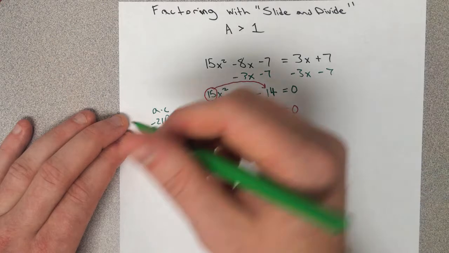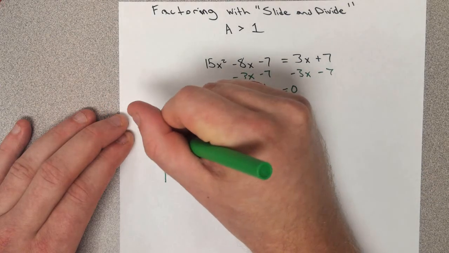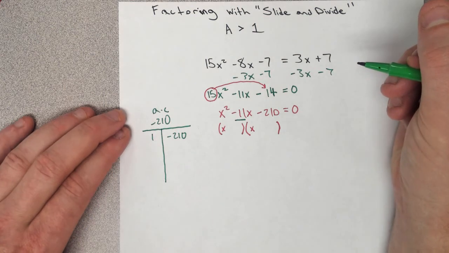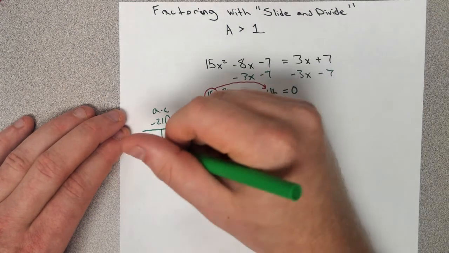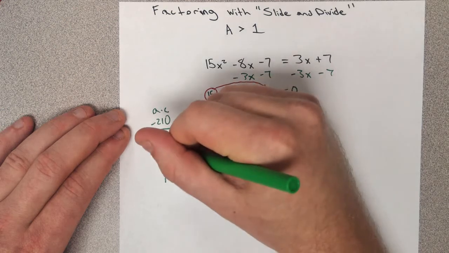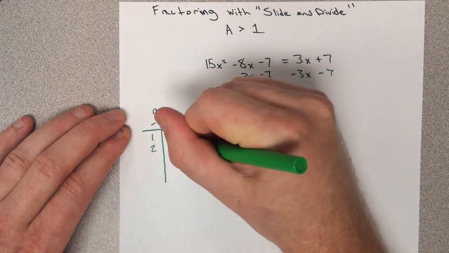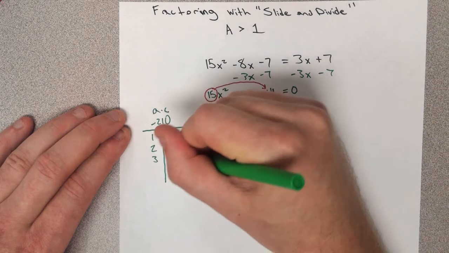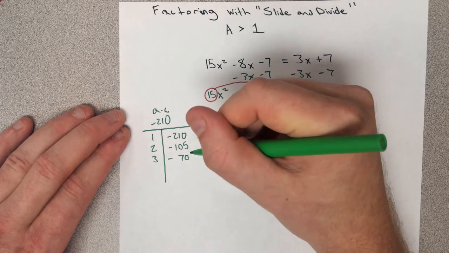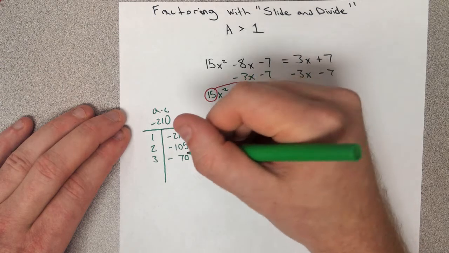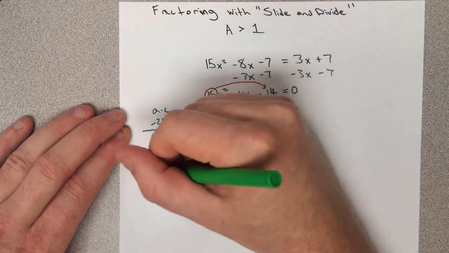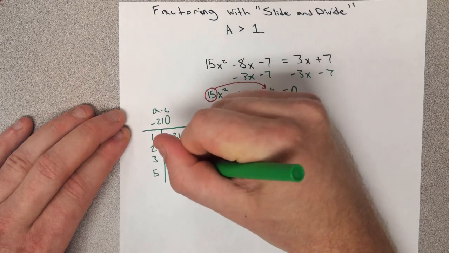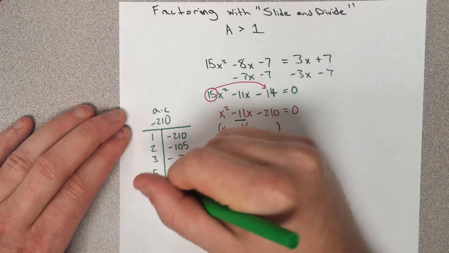I always start by using 1 and the number, and then I work my way up from 1. So I start thinking, is 2 a factor? Yes, it is. That's 2 times negative 105. Is 3 a factor? Yes, it is. 3 and negative 70 will get me there. What about 4? No, 4 doesn't work. 5 is a factor. 5 times negative 42 would be negative 210.